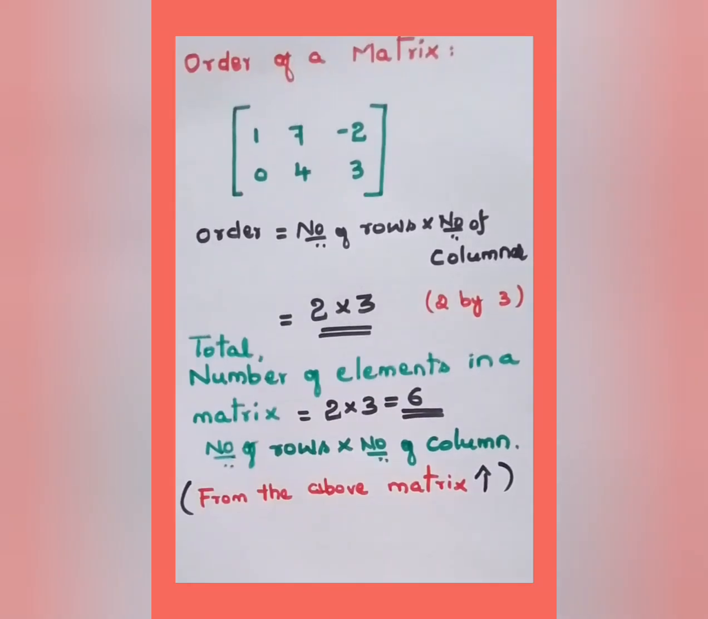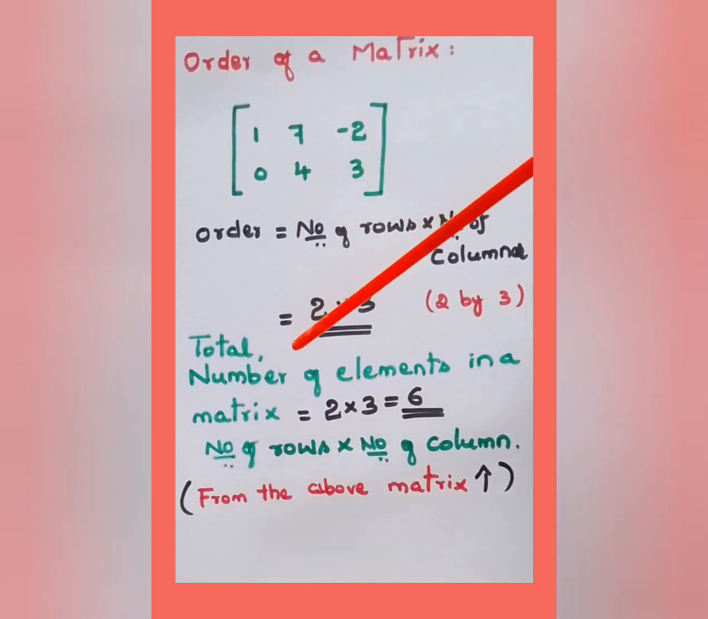We shall now learn about the order of a matrix. In this matrix, you can observe there are 2 rows and 3 columns. So the order of a matrix is equal to the number of rows into the number of columns. How many rows are there? 2 rows. 2 cross, 1, 2, 3 columns. 2 cross 3 is the order of the given matrix. You can read it as 2 by 3 also.